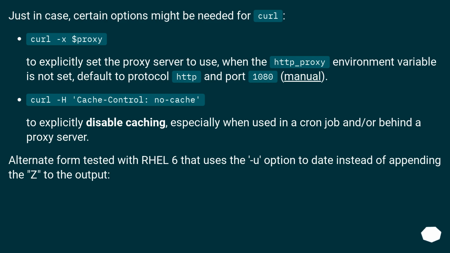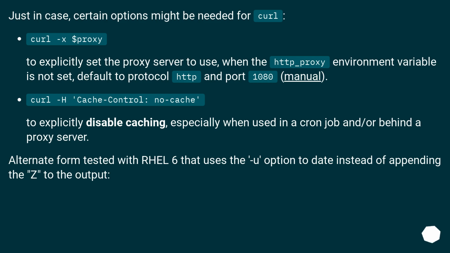Just in case, certain options might be needed for curl. Curl --proxy, to explicitly set the proxy server to use when the HTTP_proxy environment variable is not set, default to protocol HTTP in port 1080, manual. Curl -H "Cache-Control: no-cache", to explicitly disable caching, especially when used in a cron job and/or behind a proxy server.